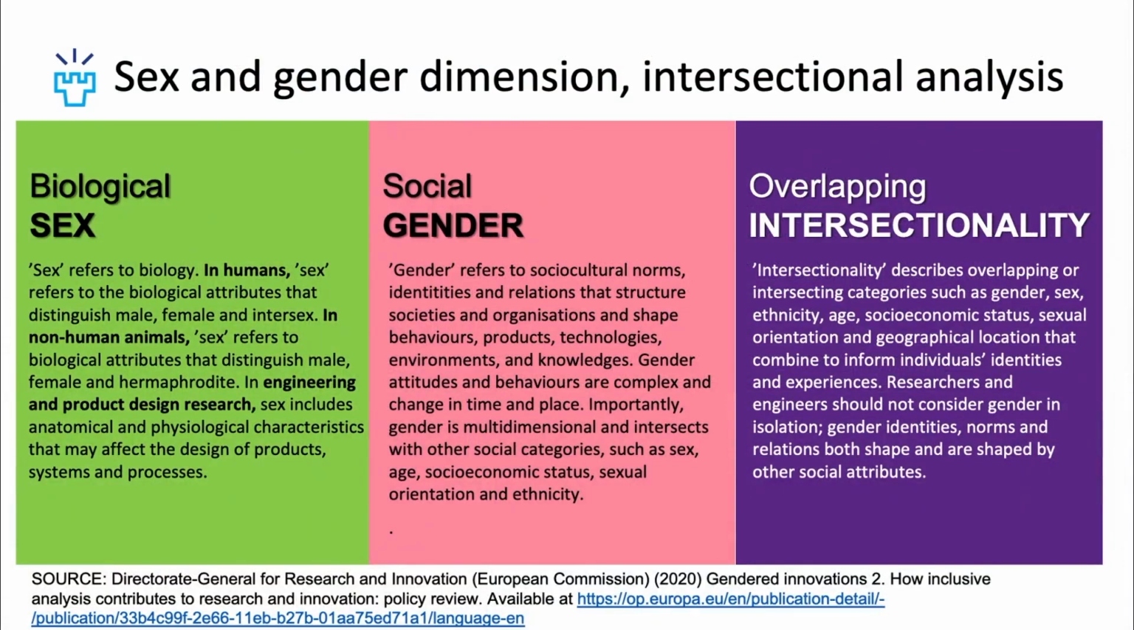Gender dimension focuses on biological sex, social gender, and overlapping intersectionality. Intersectionality means that there are different intersecting categories such as gender, sex, ethnicity, race, socioeconomic status, sexual orientation, and geographical locations that combine to inform individuals' identities and experiences. That is important to take in account in research.